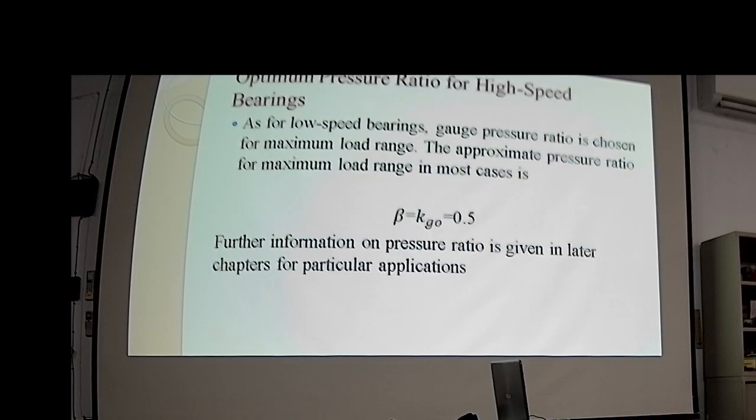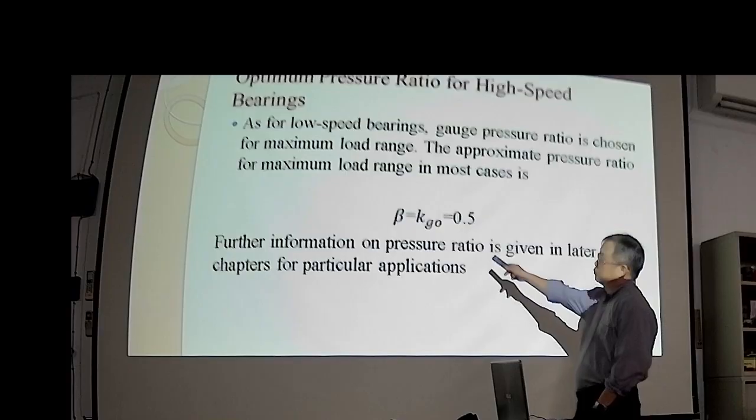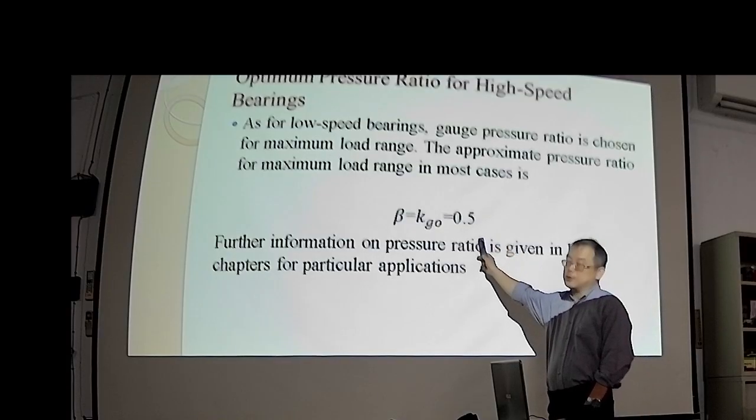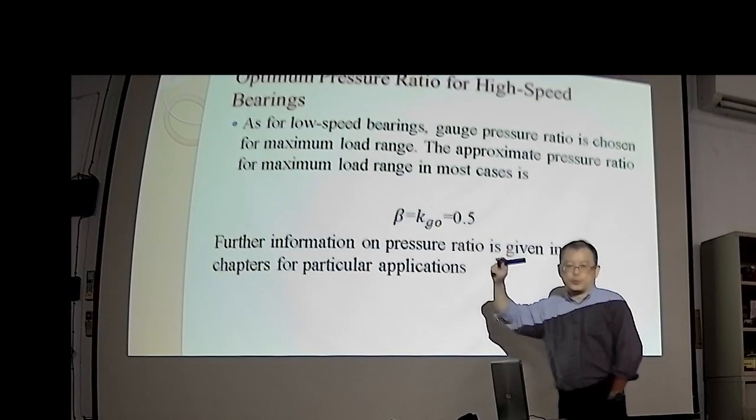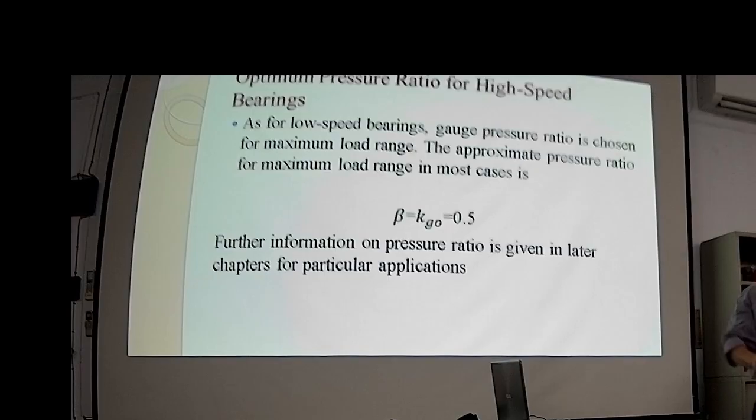And then we have a discussion for the optimum pressure ratio for high speed bearing. For the low speed bearing, mostly the optimum pressure ratio is equal to 0.5, which means the recess pressure should be half of the supply pressure for your hydrostatic bearing design.